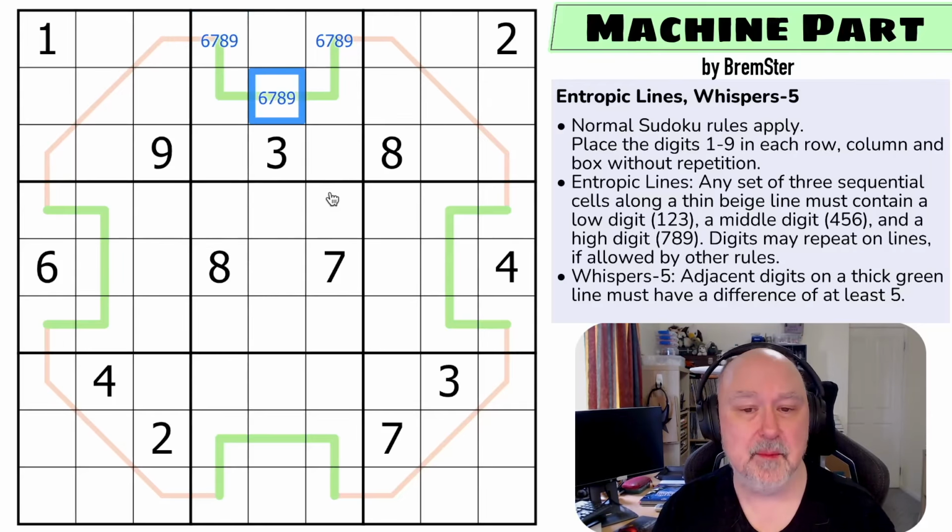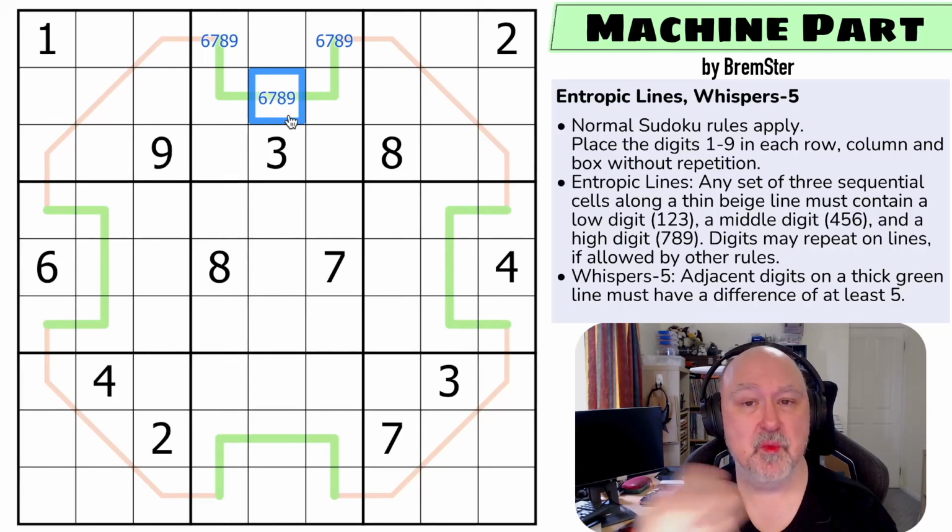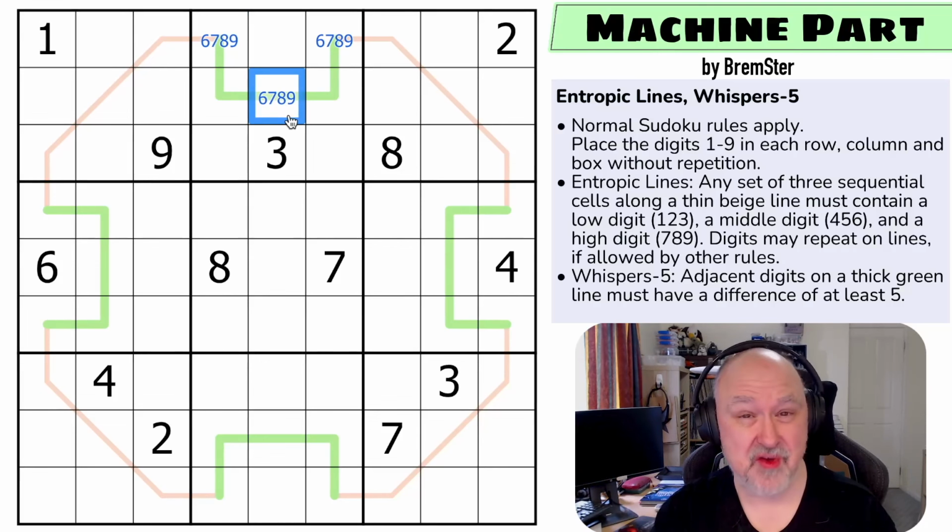Now, this one can't be a 6, and the reason is that 5 difference again, because you can't add, because remember the ones next to it had to be lower, so you're subtracting 5 from 6. But if you subtract 5 from 6, the only thing you have is 1, and both of those would need to be 1. So this can't be a 6.